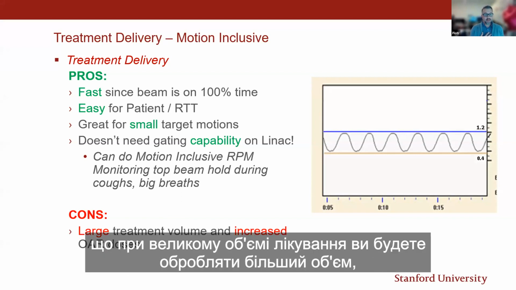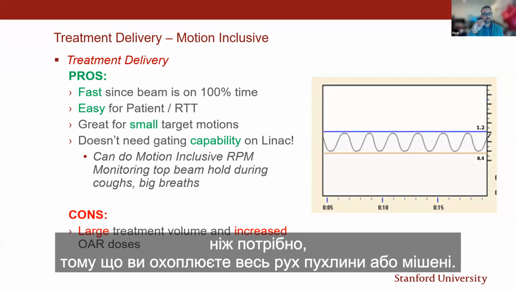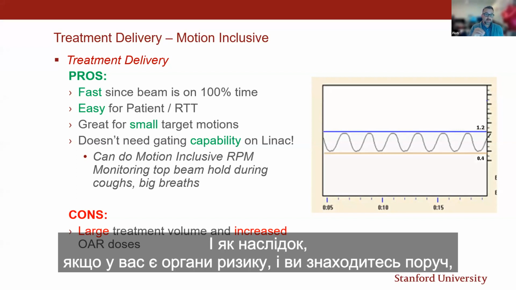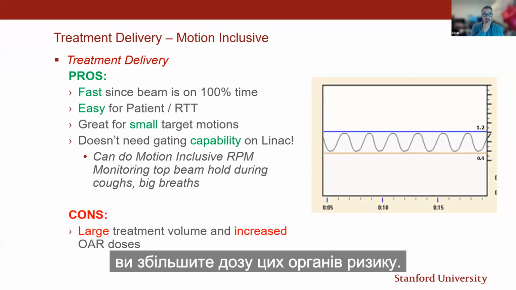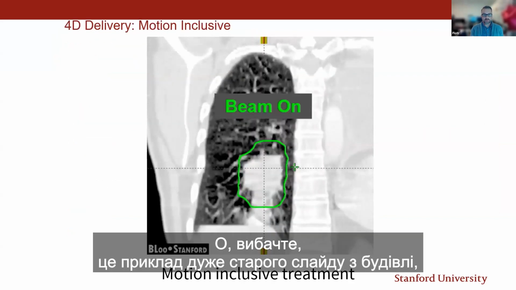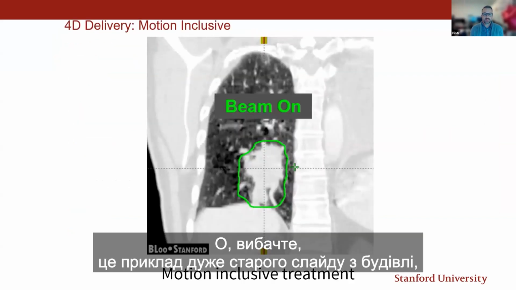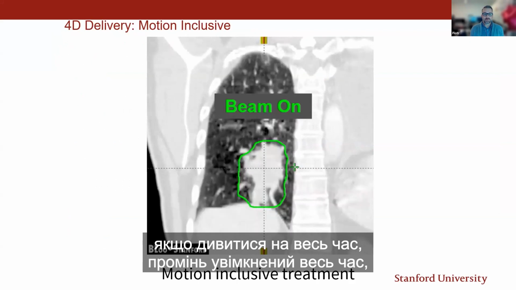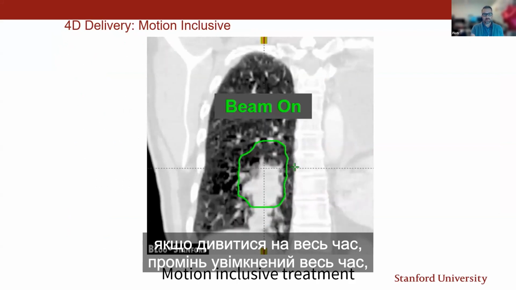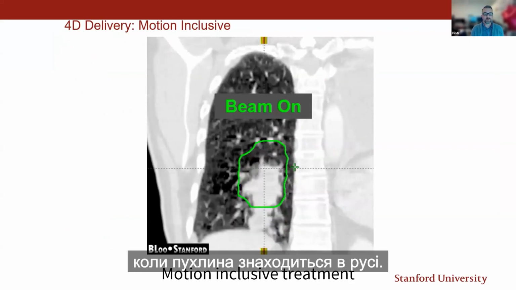The con is that if there's a large motion, you're going to be treating a larger volume than you need to, because you're encompassing the entire motion of the target. And as a result, if you have OARs close by, you're going to increase the dose to those OARs. So can we do better? This is an example of, again, a very old slide from Bill Liu, showing that the beam is on the entire time the tumor's in motion.